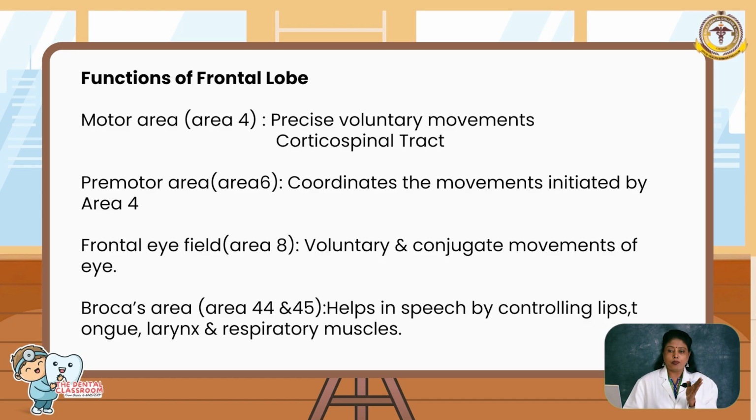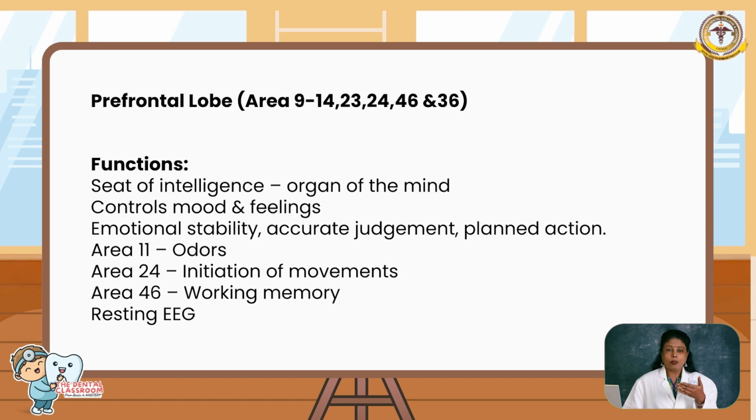Then Broca's area 44 and 45, it helps in the fluency of the speech and also meaningful speech by controlling our lips, tongue, larynx and respiratory muscles. So, these are the functions of the frontal lobe. So, remember that frontal lobe is mainly involved in the voluntary movement.